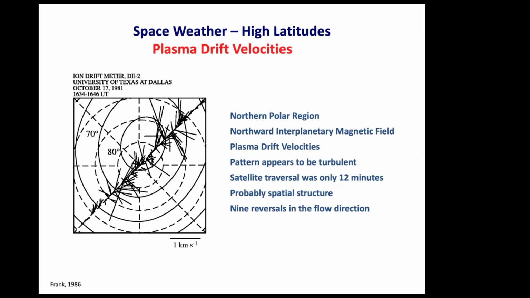The traversal of the polar region took only 12 minutes, and therefore the highly structured drift velocities probably represent spatial structure in the convection pattern and not time variations. A careful examination of the figure indicates that there were 9 reversals of the flow direction. Therefore, this case corresponds to extreme space weather.